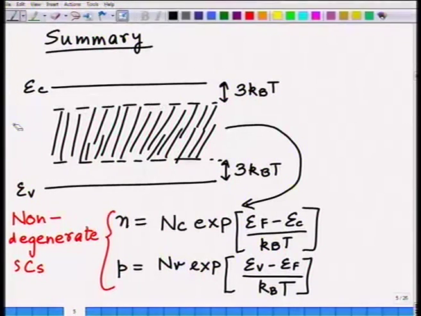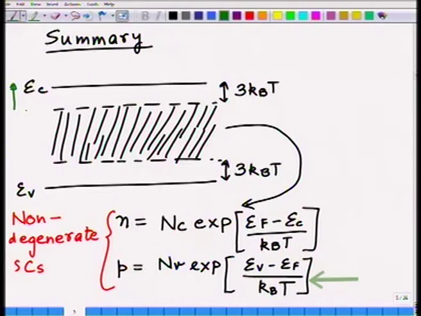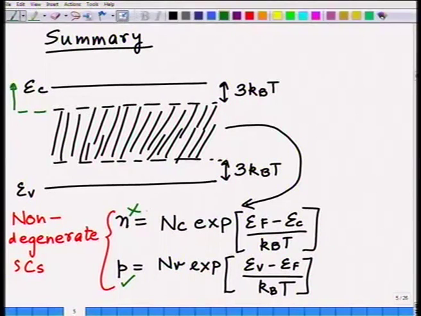Notice, if your Fermi energy goes higher than this point, moves on this side, then what happens? I can continue to use this particular formula to calculate P, but the formula for n will not be valid, because now I must use the Fermi-Dirac integral. If Fermi energy goes on that side, because Ef is still greater than Ev plus 3 kBt, this formula for P is okay, but not for n. I have to use the Fermi-Dirac integral in order to calculate n.